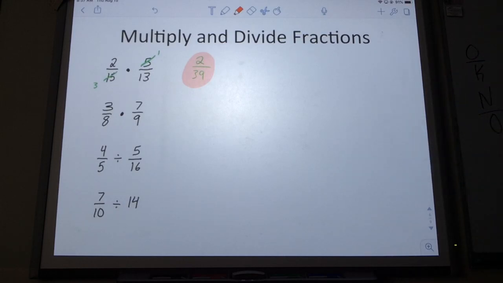Okay, what about on the next one? Is there something we can simplify or cross out? Yeah, the 3 and the 9. So 3 here, and 9 turns into a 3, because 3 over 9 would have simplified to 1/3. Then we multiply across: 7, and 8 times 3 is 24.